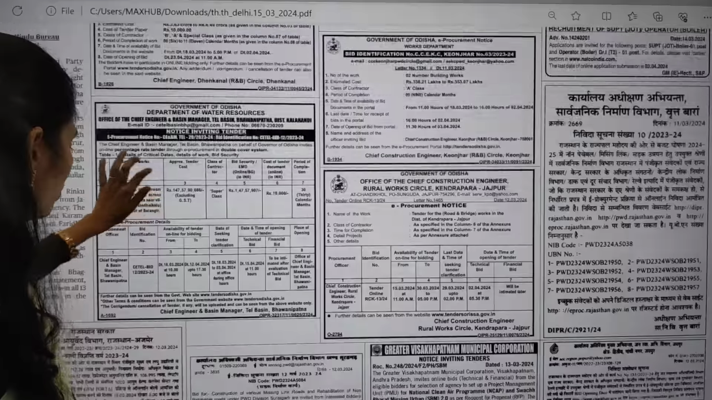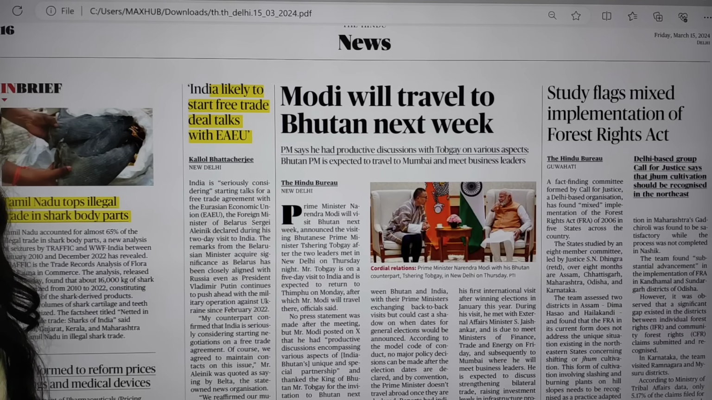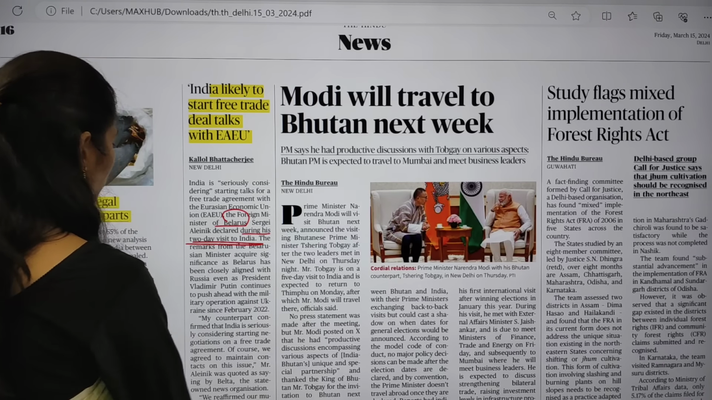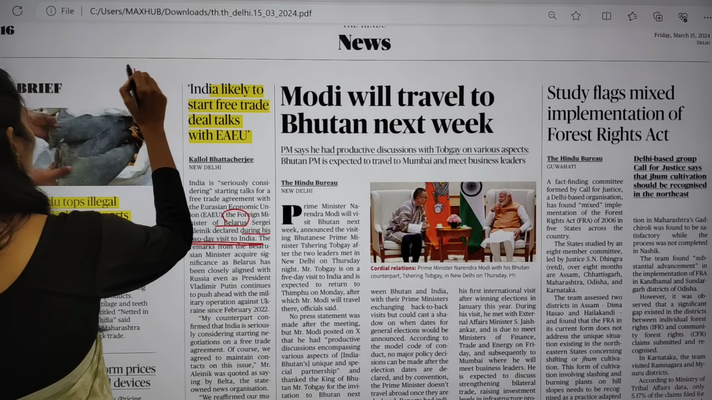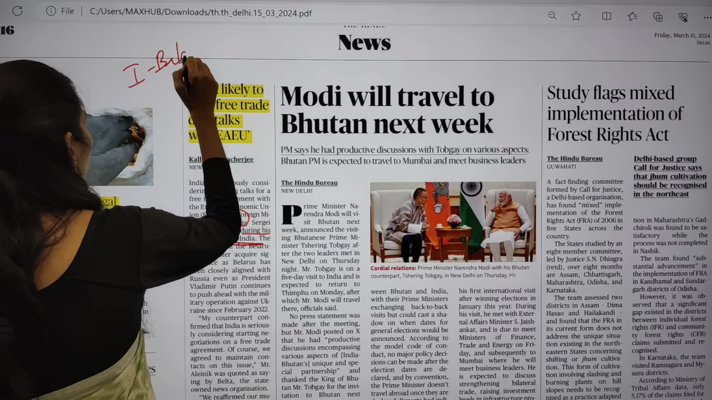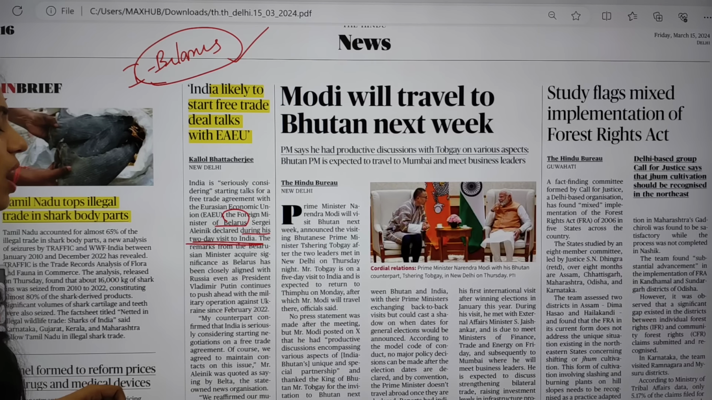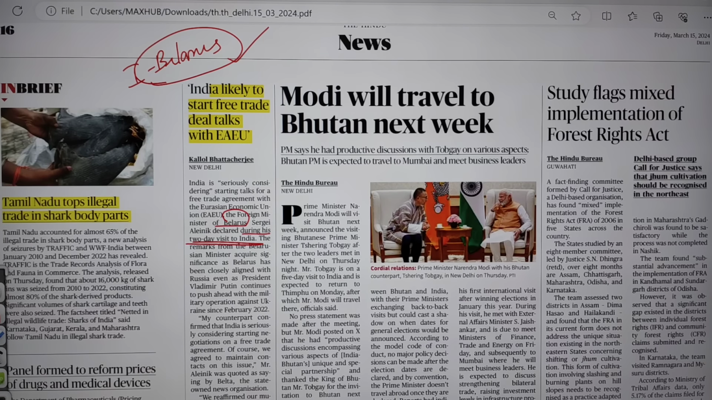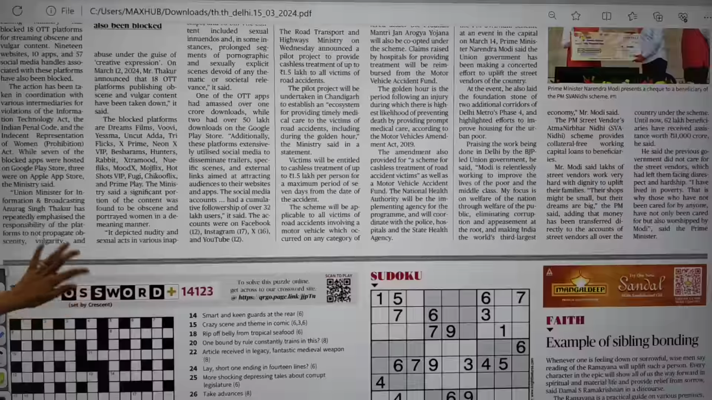So here there is also one more fact which is given: the foreign minister of Belarus declared this during his visit to India. So here there is also one more area where you can get a question, which is India-Belarus relations. You have to see the map of Belarus, and you have to see which countries share a border with Belarus as well. So you have to know about the Eurasian Economic Union members.